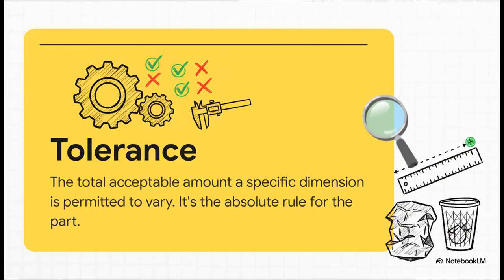And this idea is what brings us to the star of the show, tolerance. A tolerance is simply the total acceptable amount a dimension is allowed to be off. And let me be clear, this is not a suggestion. It's not a nice to have. It is the absolute ironclad rule that decides if a part is good to go or if it's headed for the scrap bin. No exceptions.